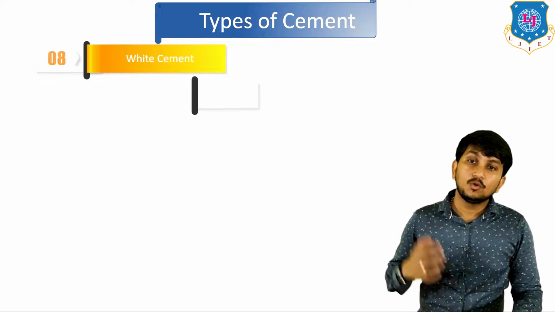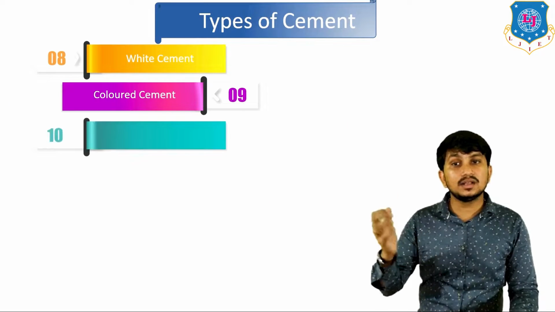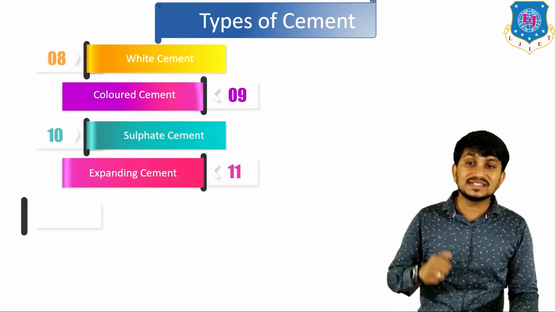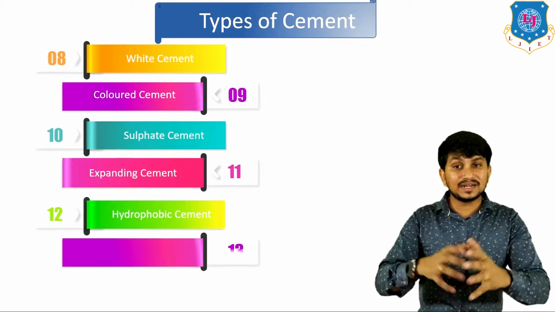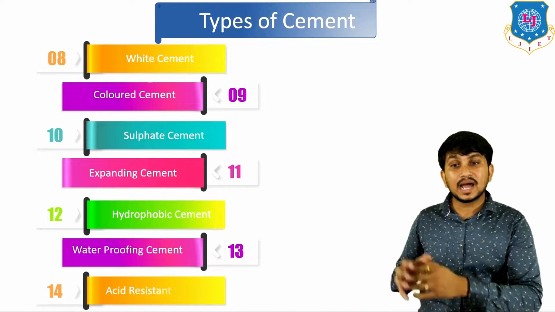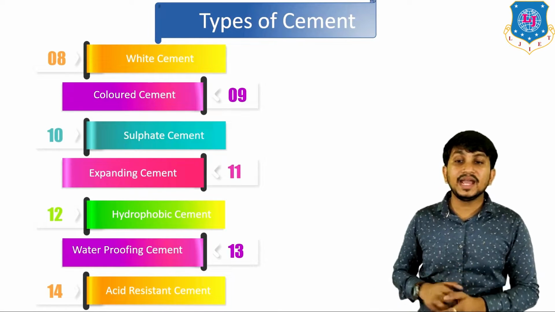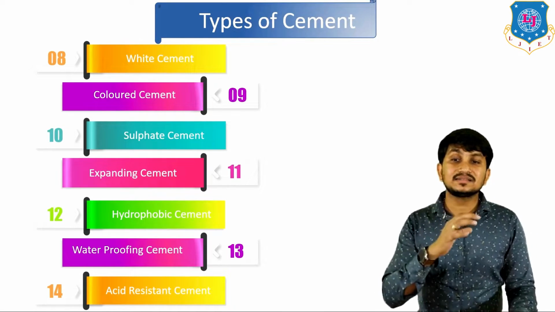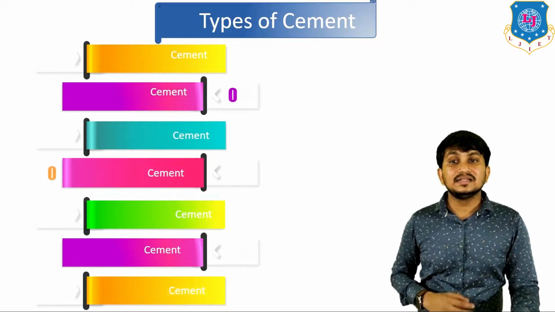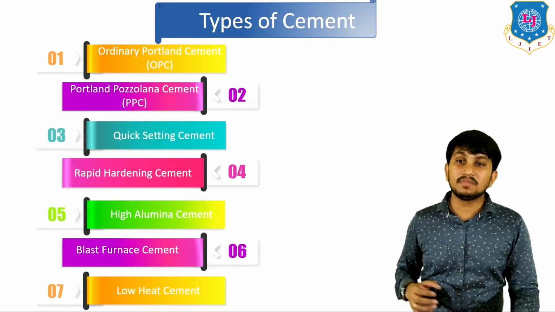8th is white cement, 9th is colored cement, 10th is sulfate cement, 11th is expanding cement, 12th is hydrophobic cement, 13th is waterproofing cement, and 14th is acid resistant cement. Let's discuss these all 14 types one by one.